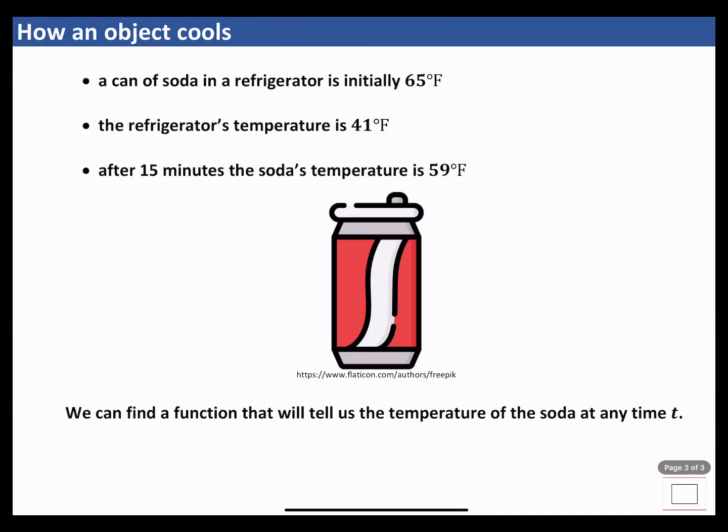For example, if we know that a can of soda in a refrigerator is initially 55 degrees Fahrenheit, the refrigerator's temperature is 41 degrees Fahrenheit, and that after 15 minutes the soda's temperature is 59 degrees Fahrenheit, then we can find a function that will tell us the temperature of the soda at any time t.